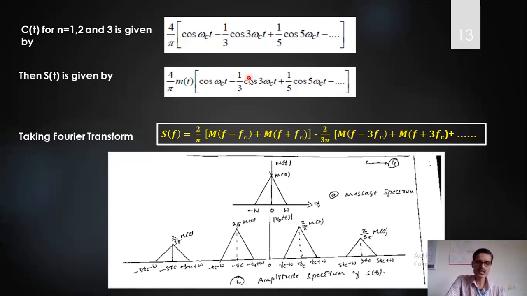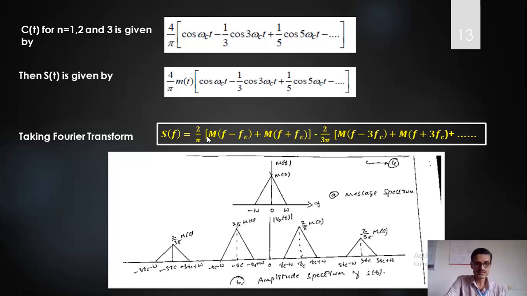So I take a Fourier transform of this and go to the frequency domain. How can I write this? It is 4 by pi m of t cos omega ct minus 4 by 3 pi cos 3 omega ct. I said I will not consider this particular term. When I take a Fourier transform of this, the spectrum of m of t will be shifted by fc over here. For this particular component, the spectrum of m of t will be shifted by 3 fc.